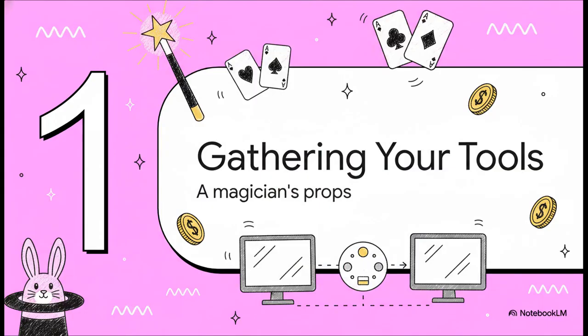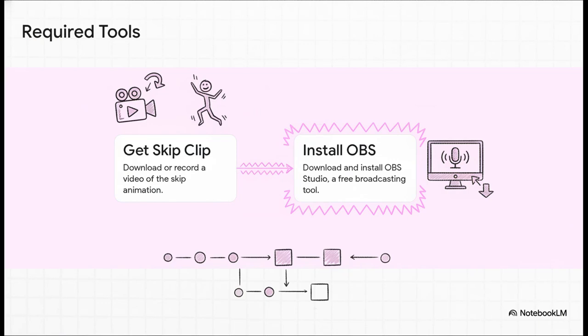Okay, so like any good magician, you're going to need a few props before the big show. This trick requires two specific digital tools to get the illusion set up, but thankfully, they're both super easy to get your hands on. First up, you need a short video clip of the skip animation. You can find these online pretty easily, or you could even just screen record your own. Second, you'll need a totally free but really powerful piece of software called OBS Studio. OBS stands for Open Broadcaster Software, and it's the same tool a ton of streamers use to control their video feeds. For us, though, it's about to become our virtual stage.